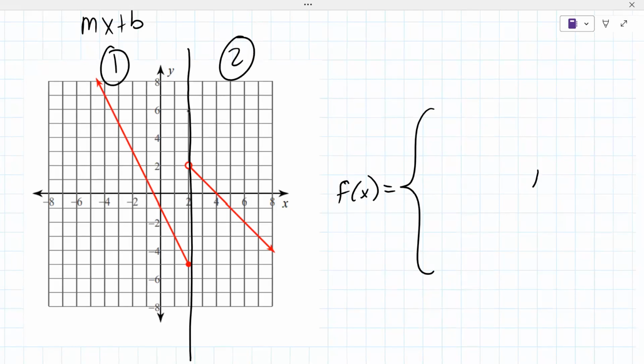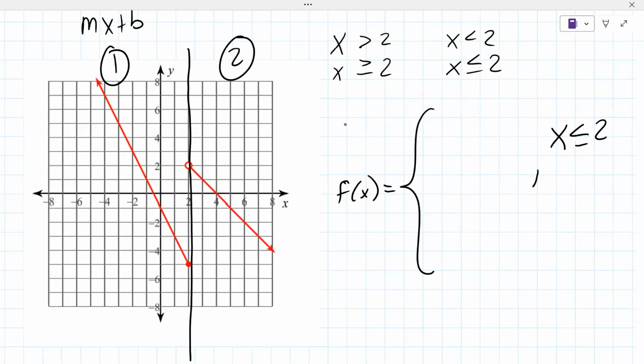Okay. Yeah. So tell me about the left region. What are the x values that are allowed for this left region? So it's 2. Okay, so here are the possibilities: x greater than 2, x greater than or equal to 2, x less than 2, x less than or equal to 2. I would say x is less than or equal to 2. Yes. And that's because it's filled in.